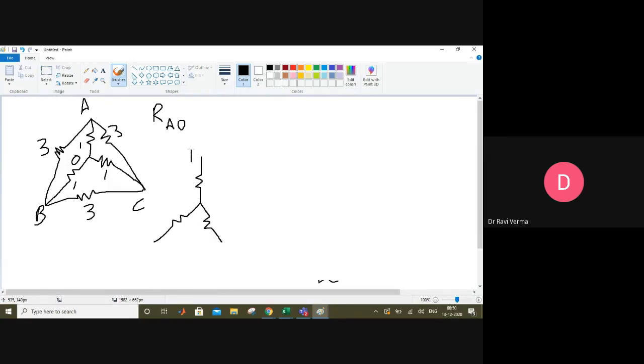So this is your A, this is your O, this is your B, and this is your C. When you convert this delta into the star, it will look like this. 1 ohm. Now this junction is different, this junction is different. I don't know when I made these notes in the coaching center. Maybe they mentioned that you have to assume both the junctions are the same. Suppose both the junctions are not the same. So this is better, I think. The way we are doing it now is better.